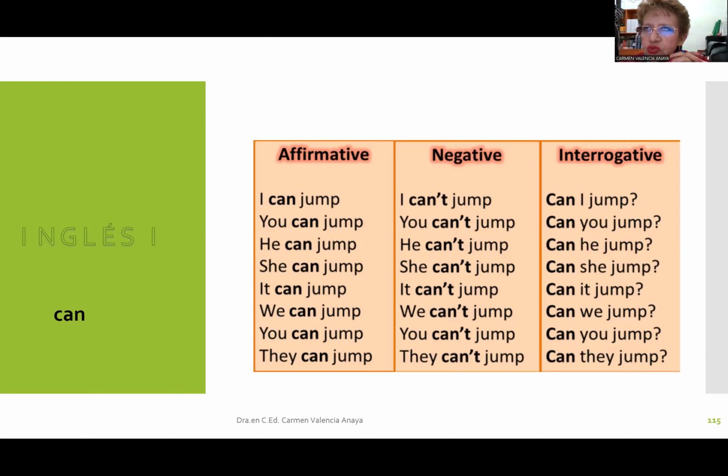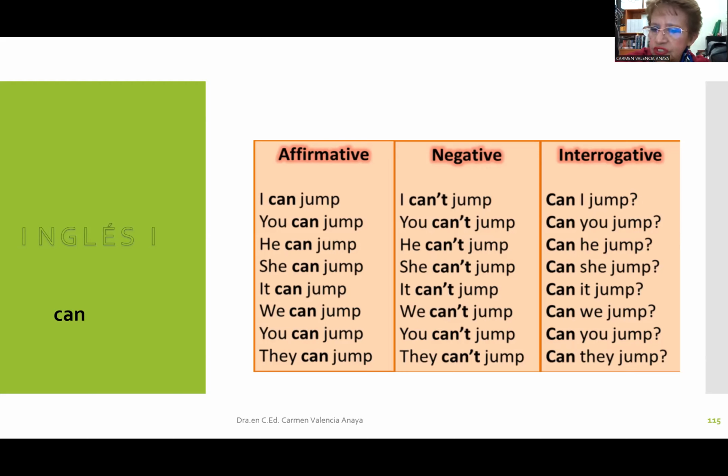And when we refer to interrogative, if you want to ask a question, you are going to use can. For example, at the beginning, you are going to use the modal verb can. Later, you are going to use the personal pronoun. It could be I, you, he, she, it, we, you, and they. And it's going to be followed by the simple form of the verb. Can I jump? Can you jump? Can she jump? Can it jump? Can you jump? Can they jump?